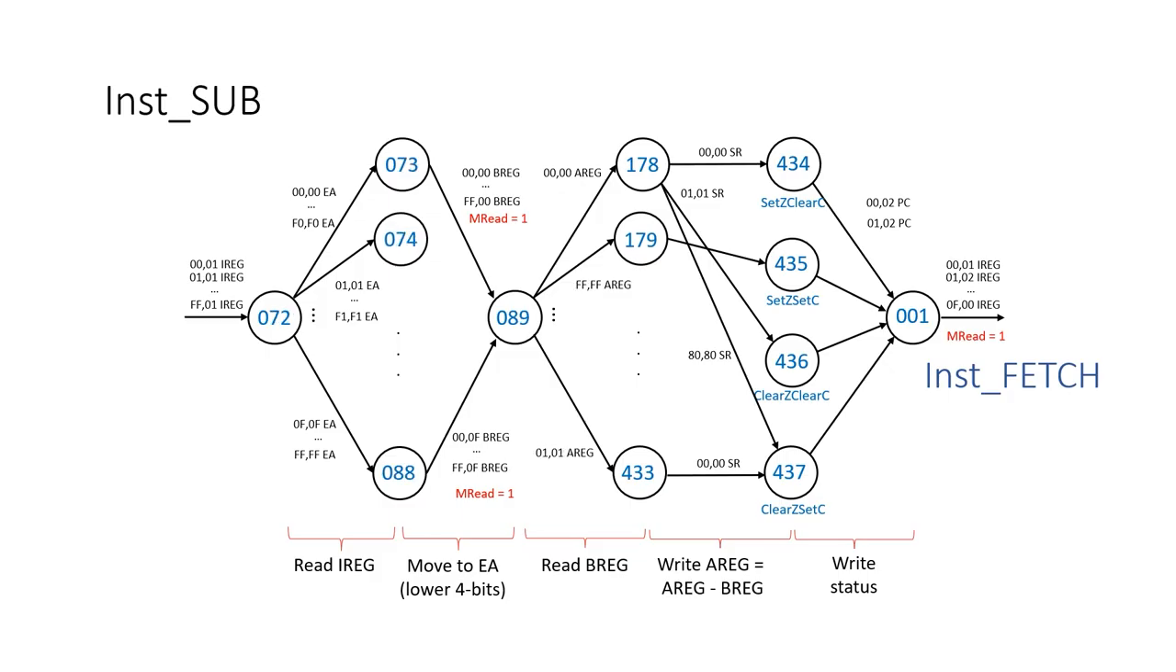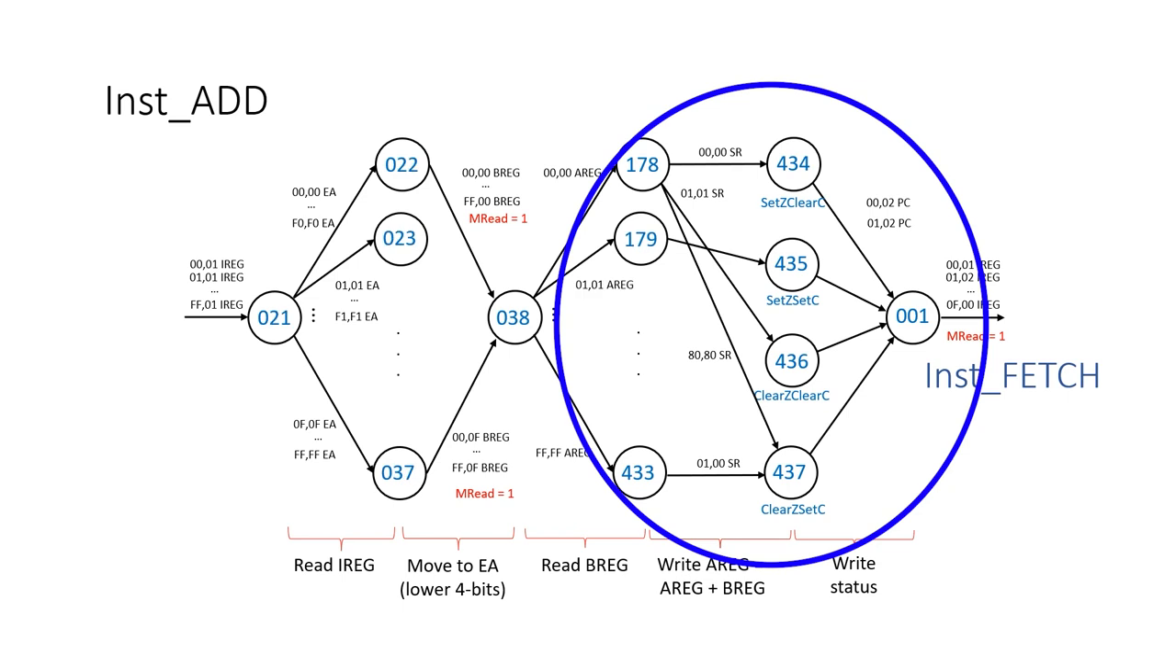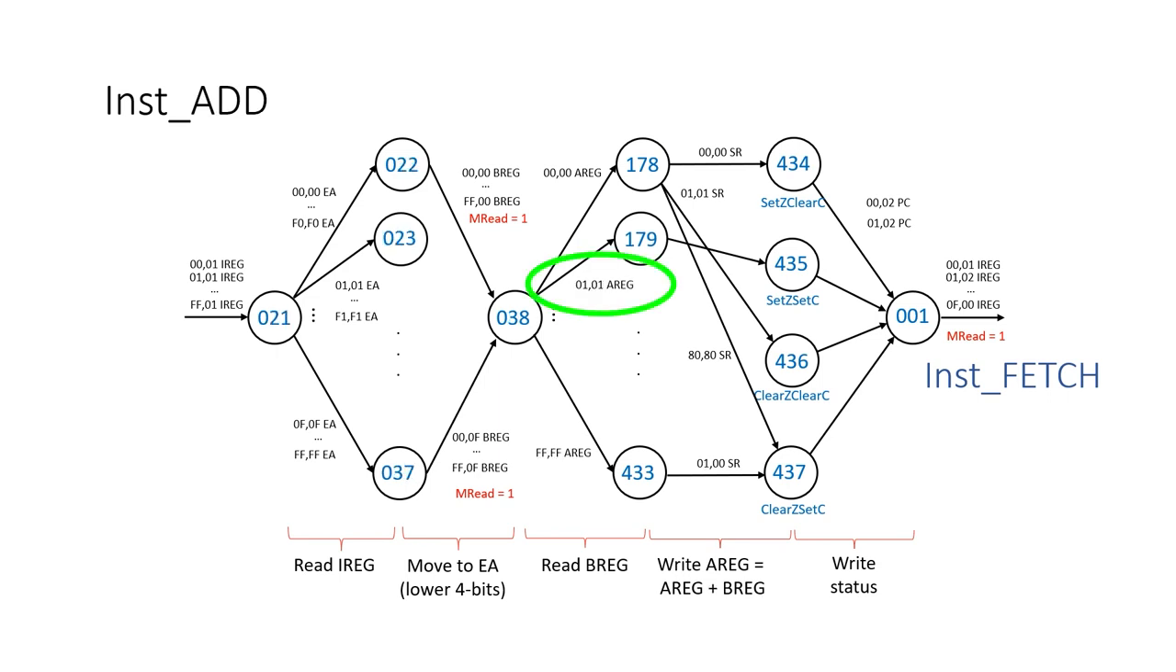Add and subtract are very similar. The left-hand side of the subtract state machine is copied and pasted from add, but the right-hand side of the state machine actually uses the same states as add. The main difference occurs here. In subtraction, we choose a next state which represents minus B rather than B. For example, in addition, if we read in a 1, we go to state 179, which means we want to add 1 to A. In subtraction, if we see a 1, we go to rule 433, which adds FF to A, which is the same as subtracting 1.